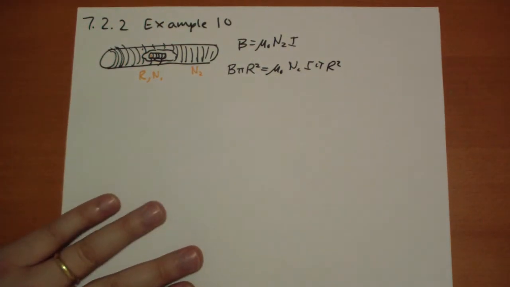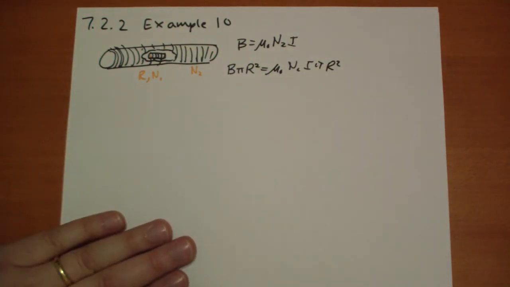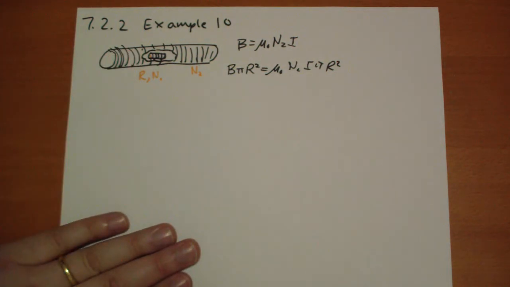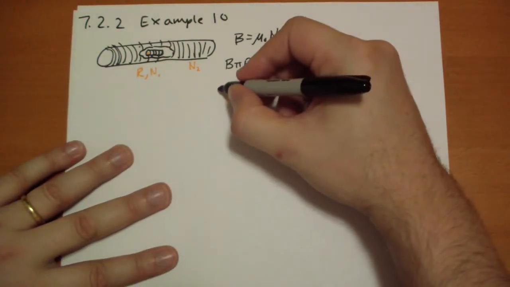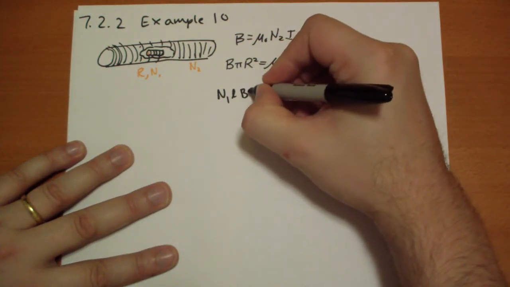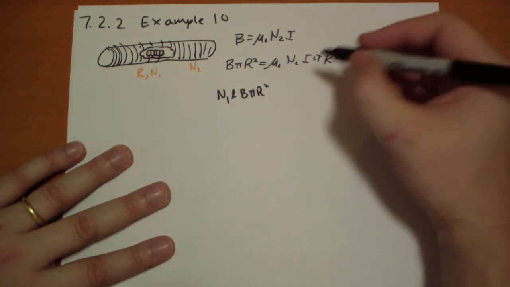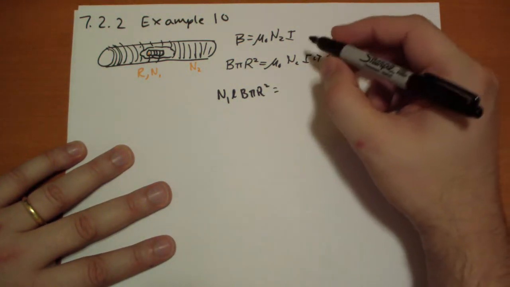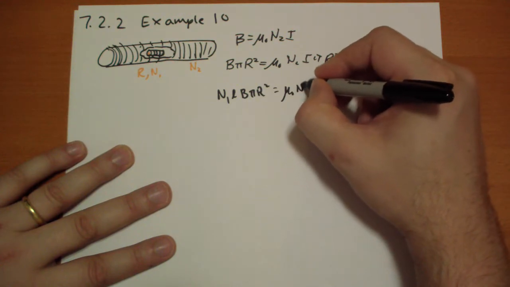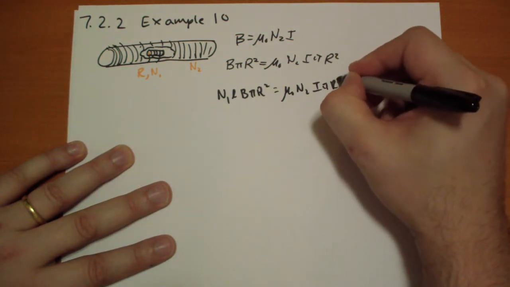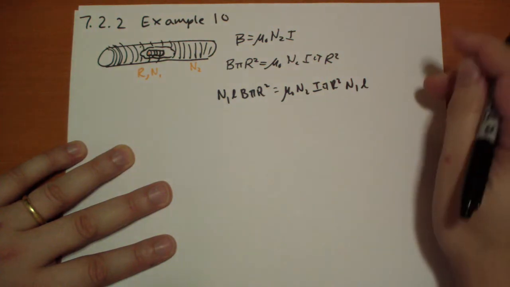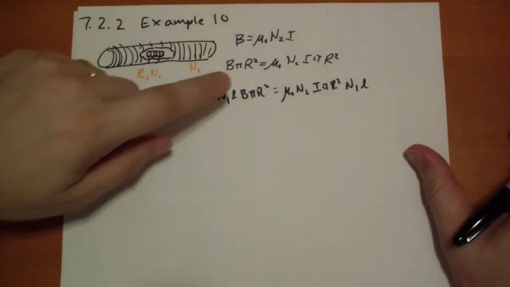Sorry about my handwriting. Now, how many loops are there? Well, there's N1 loops on the inside guy per unit length. Length L and N1 loops per unit length, which is N1 L loops on the inside. So we have N1 L times B pi r squared is the total flux through there, which equals mu naught N2 I pi r squared N1 L. And so this is the total flux phi.